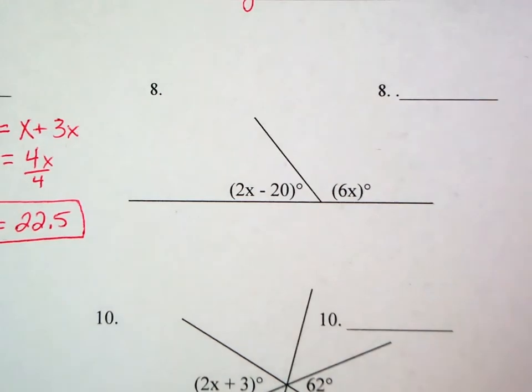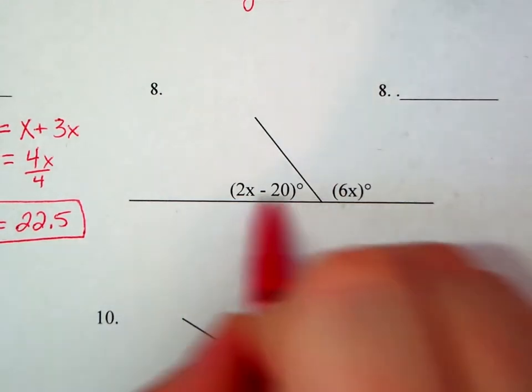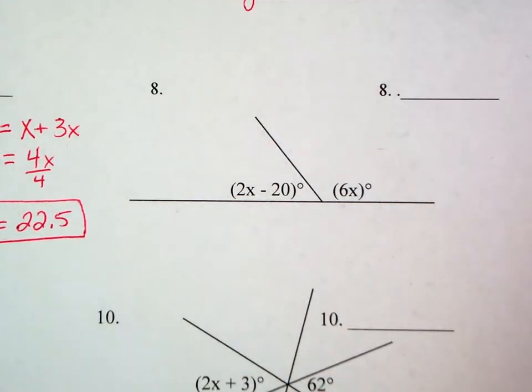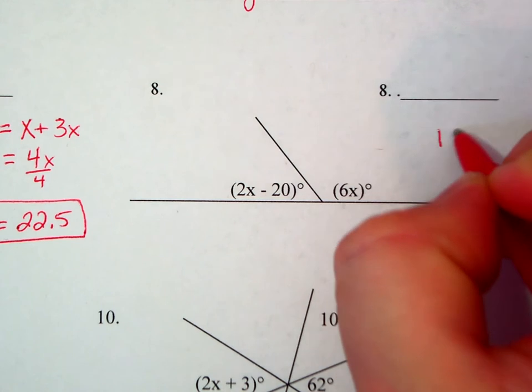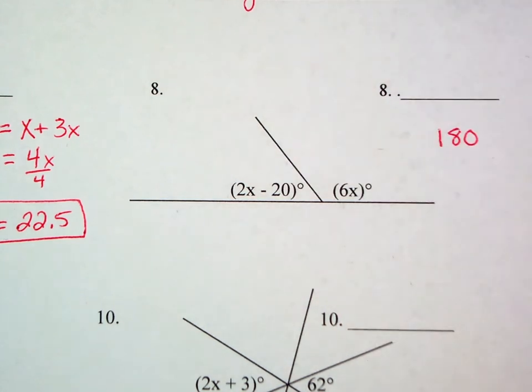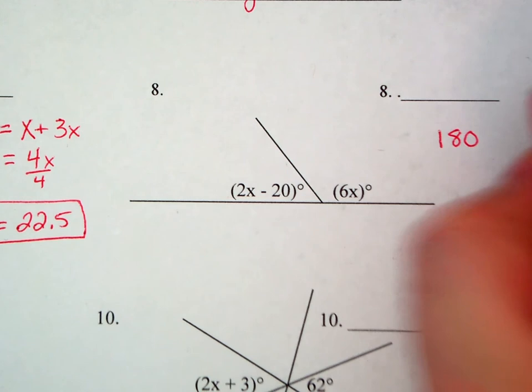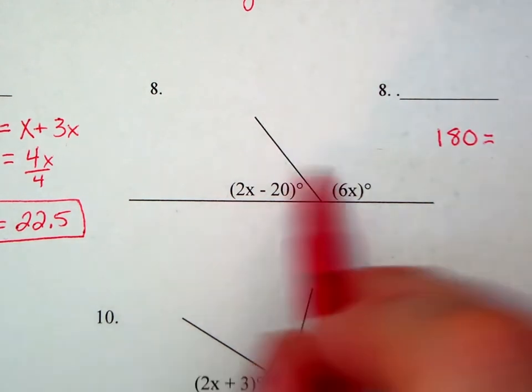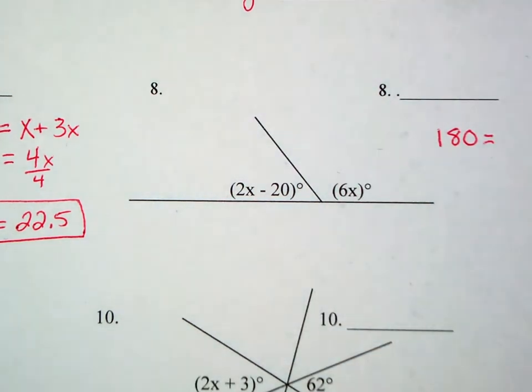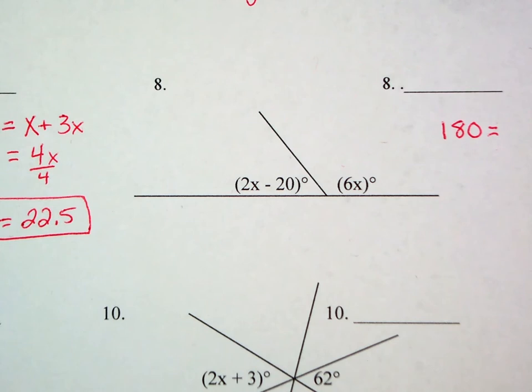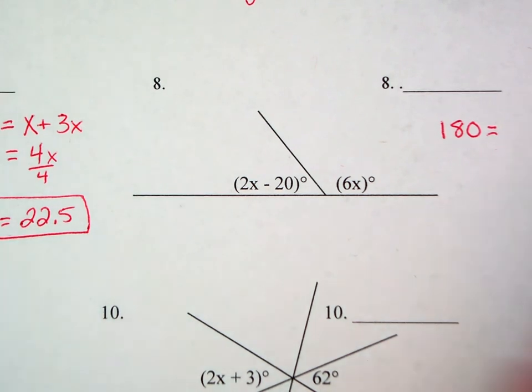Number 8. Here I have a straight line, and because I have a straight line, I know that whatever I'm working with is going to equal 180 degrees, because a straight line is always 180 degrees. And I have two angles whose sums add up to 180 degrees, so I'm working with supplementary angles. So I can set them equal to 180.